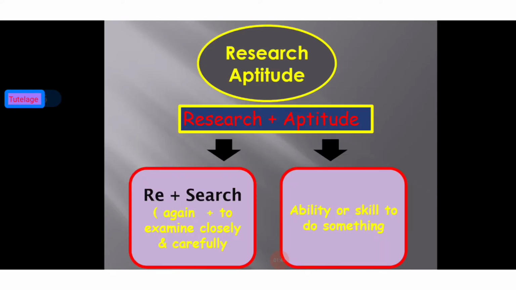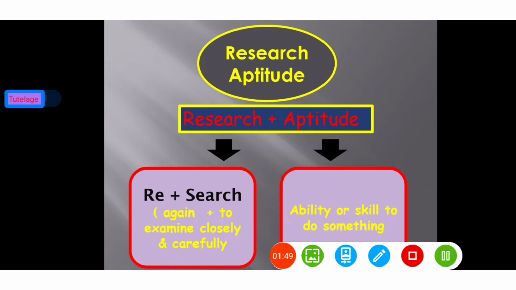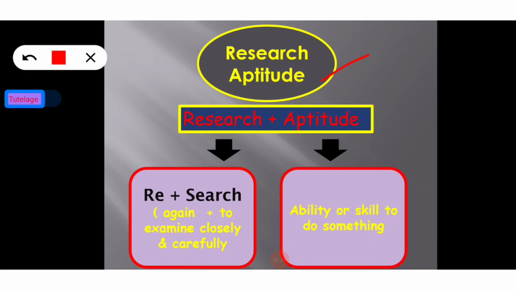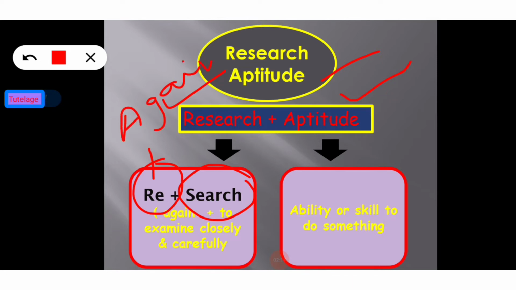So here we can see the first slide of this session, research aptitude. So basically research aptitude is the summation of two words. First one is research and second one is aptitude. So at first we have to know what we mean by research. Research is made of two terms. First one is re and second one is search. So re means again, that means new or over again, and search means to examine closely and carefully.